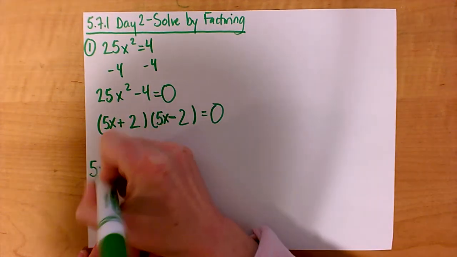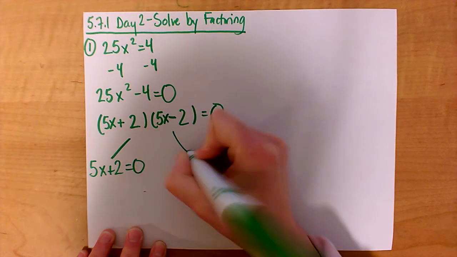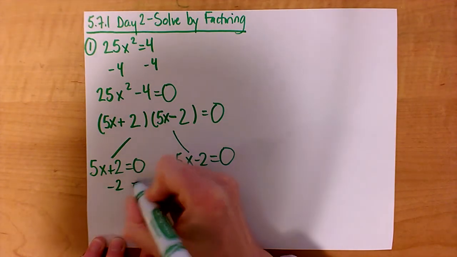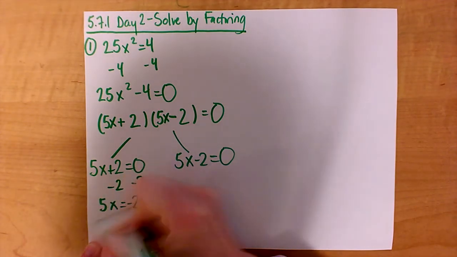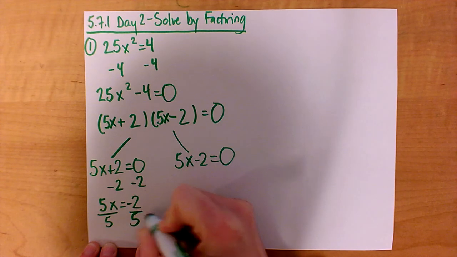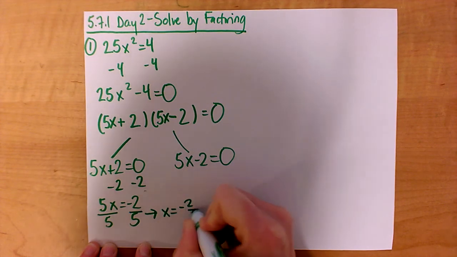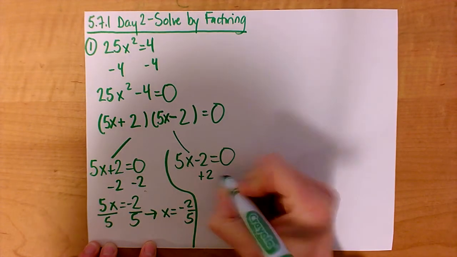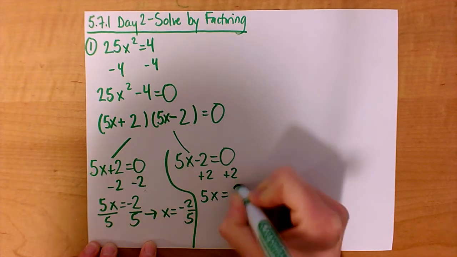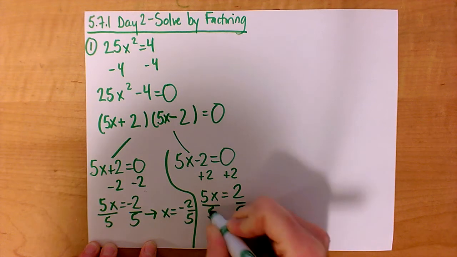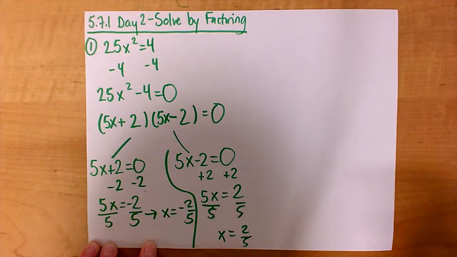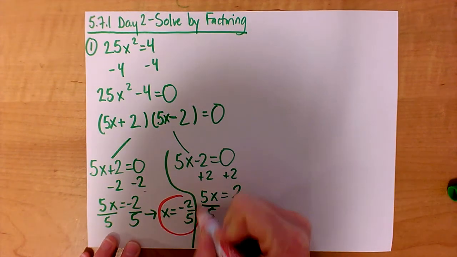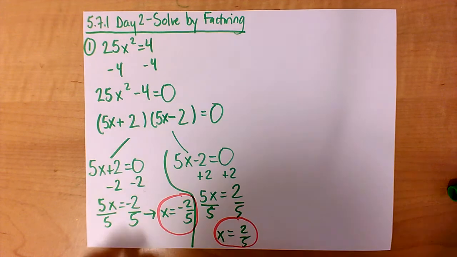And then I can separate these. I have 5x plus 2 is 0, and 5x minus 2 is 0. And solve each of these. So minus 2, 5x is negative 2. Divide by 5, and my first solution, x, is negative 2 over 5. For the next piece, I will add 2, so then I get 5x is 2, divide by 5, and x is a positive 2/5. So my two solutions for number 1 from the classwork are x equals negative 2/5 and x equals a positive 2/5.